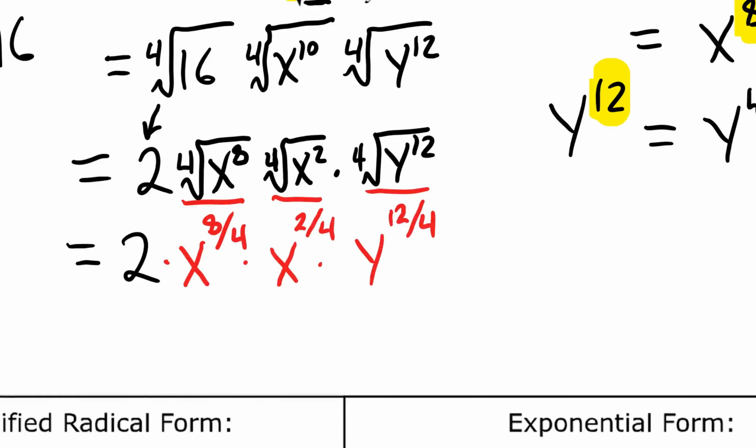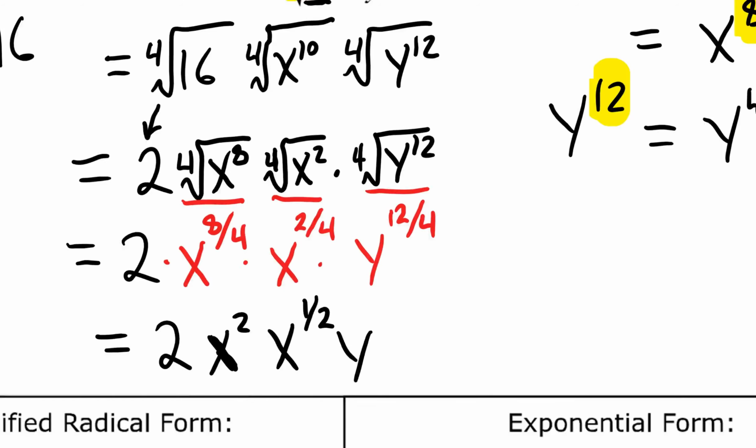Okay, some of these are going to work out easily. Some of them we're going to have to deal with later when converting between the two forms. 8 divided by 4 is just 2, so that becomes x squared. 2 divided by 4 is 1/2, and that's what we're going to have to deal with between the two forms, but that should be pretty easy. And 12 divided by 4 is just 3, so that'll stay simple.